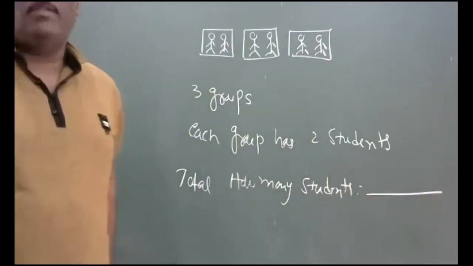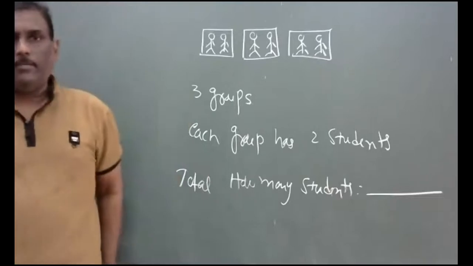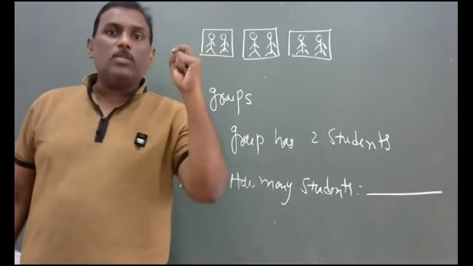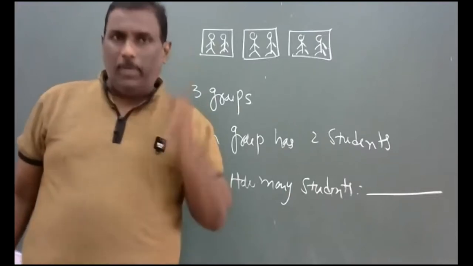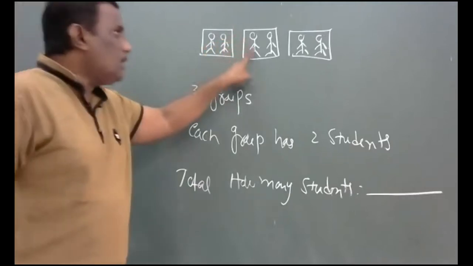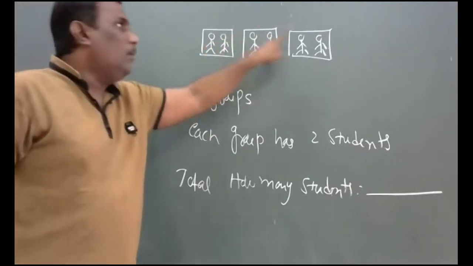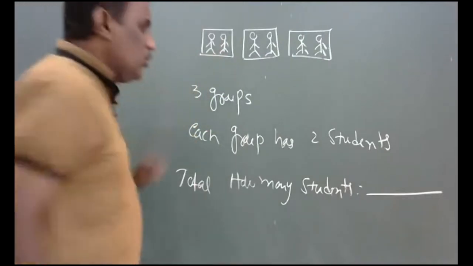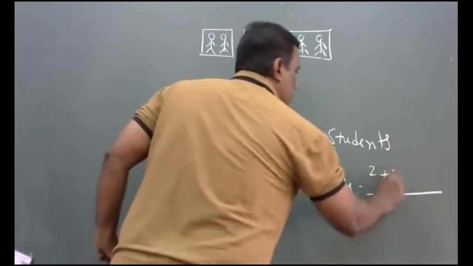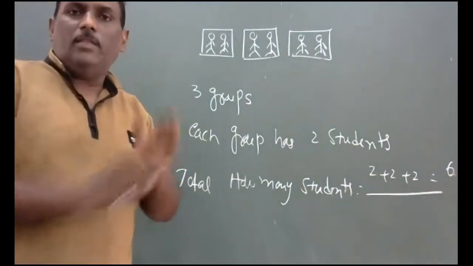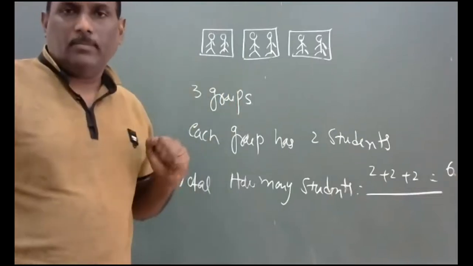Total, how many students? You can answer this in two ways. One is using addition, one is using multiplication. Count 1 plus 2 plus 3 plus 4 plus 5 plus 6. Each group has two students, so two students, two students, two students, 6 students are there. This is one way of giving the answer.